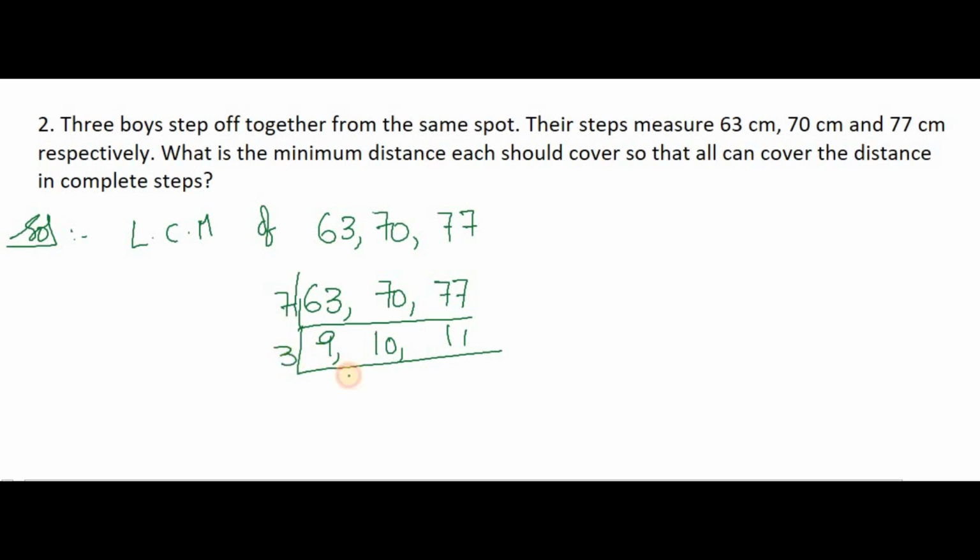And 9 will come in the 3 table. 3 3s are 9, and 10 will not come in the 3 table, so that is the reason we'll write the number as it is. And 11 is a prime number, so it will not come in any other table. Now the 2 table. 2 5s are 10, and now we got all the prime numbers.